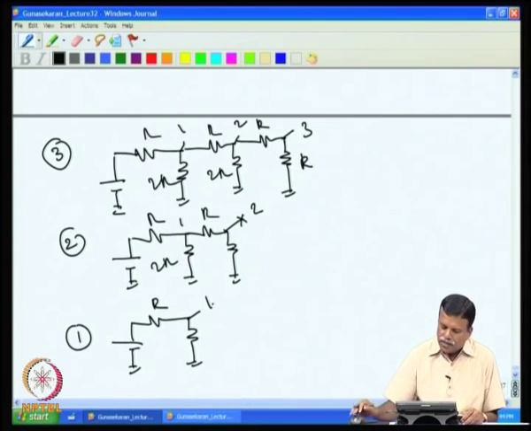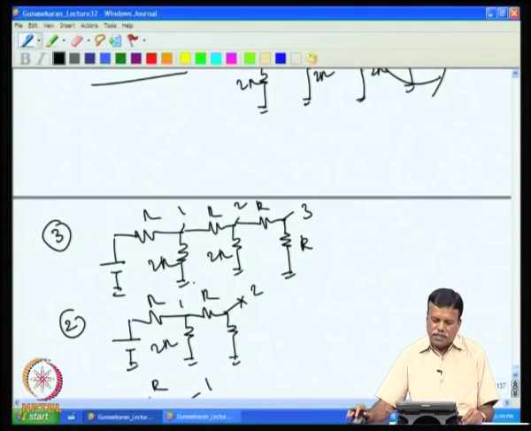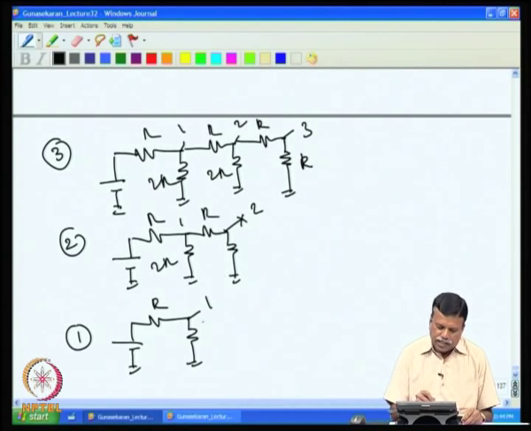Then if I simplify to node 1, it actually becomes R and R. That is node 1. So, if you carefully see, we are always getting a simplified node of R and R.